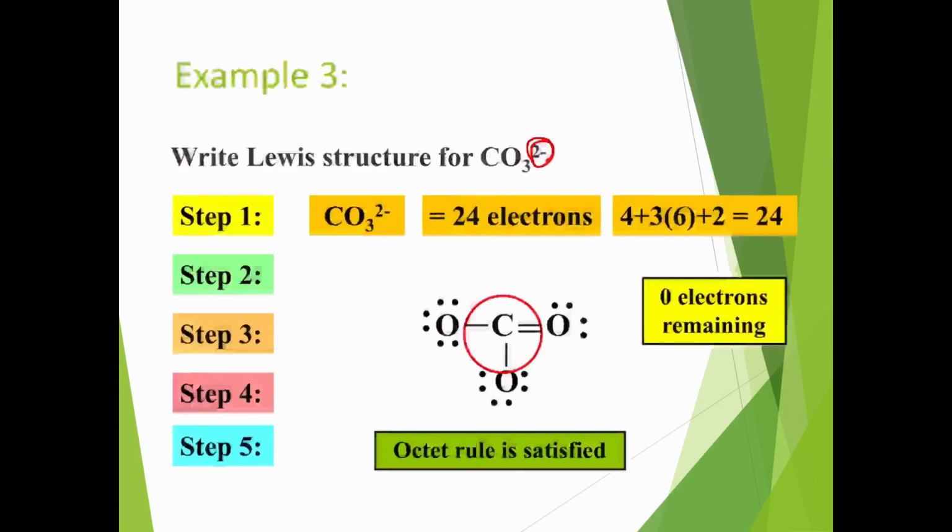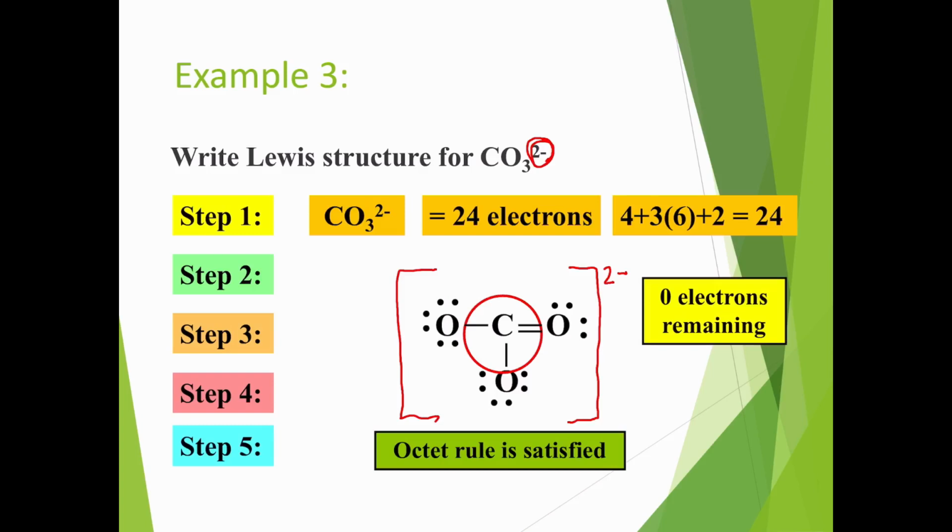And the way that we would actually finish this up, we would draw brackets around this whole thing and put the charge on the outside. So since this is a charged species, we put it in brackets and we put the 2- on the outside to show that this is a charged polyatomic. Now this would be a complete structure and we would be good to go.